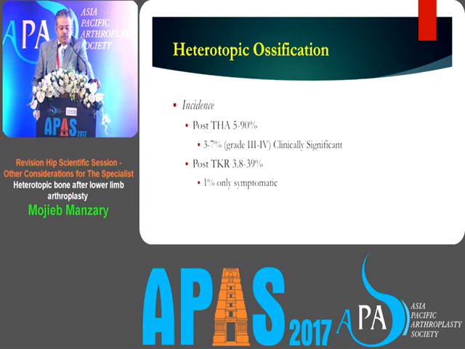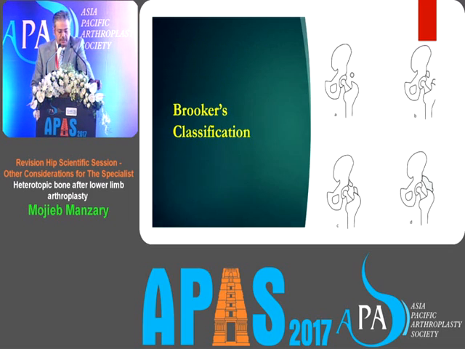The incidence is reported to be much higher in total hip arthroplasty, anything between 5 to 90%. However, the clinically significant ones, which are the Brooker classification type 3 and type 4, have only been seen in 3 to 7%. Similarly, in total knee replacement, although HO has been reported in up to 40% of cases, the symptomatic ones have only been reported in 1% of cases.